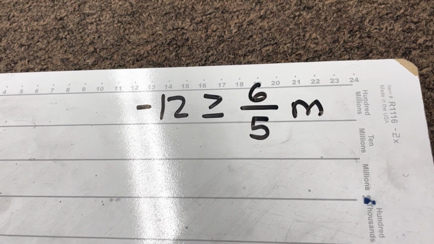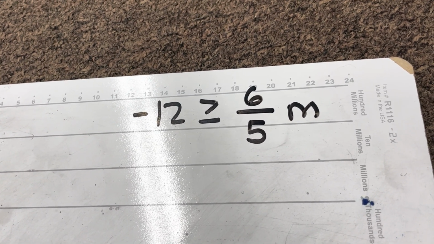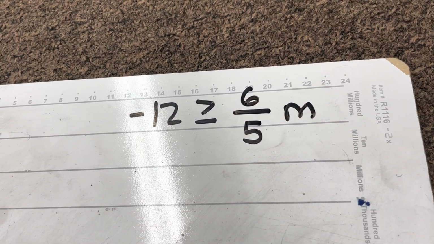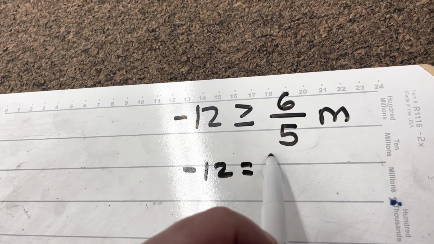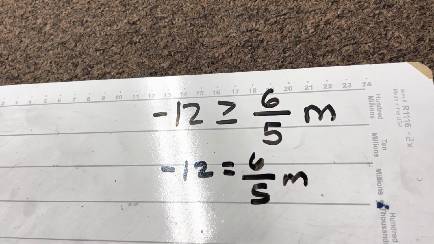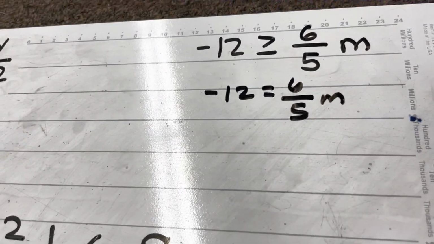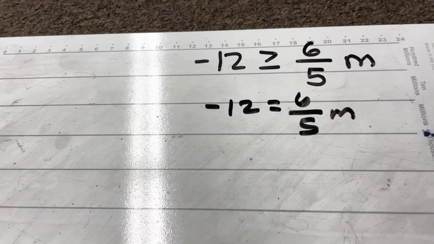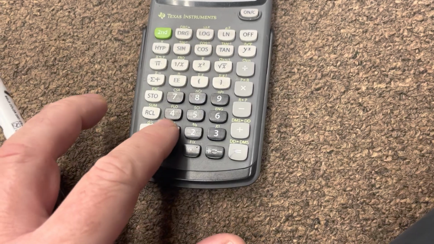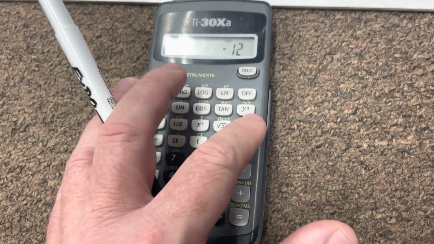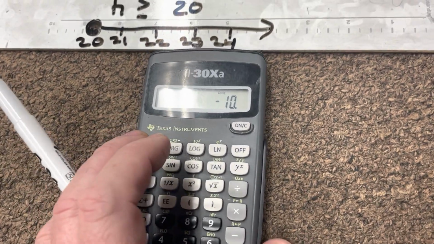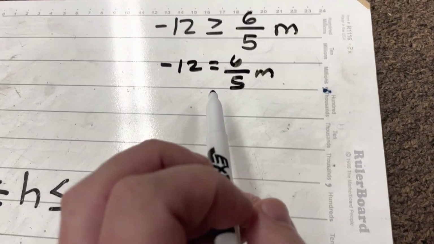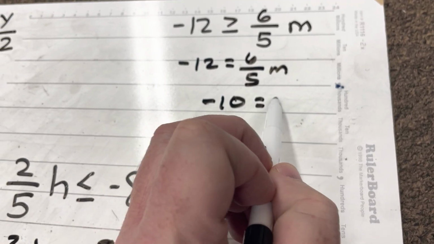Negative 12 is greater than or equal to 6/5m. First of all, we're going to read this as negative 12 is equal to 6/5m. Now, this is a multiplication equation, so I'm going to divide both sides by 6/5. So in my calculator, it's going to be negative 12 divided by 6/5. That's going to equal negative 10. So that tells me that negative 10 equals m.